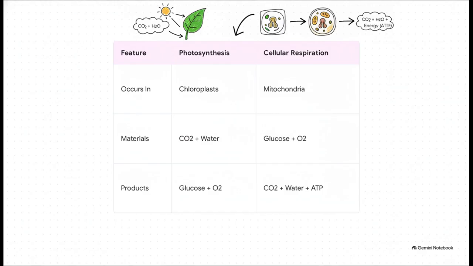They are quite literally two sides of the exact same coin. Plants use CO2 and water to make glucose and oxygen. But then cellular respiration, which happens inside both plants and animals, uses that very same glucose and oxygen to release energy, breathing out CO2 and water. It's this continuous, perfect cycle of matter and energy that keeps our entire ecosystem thriving.